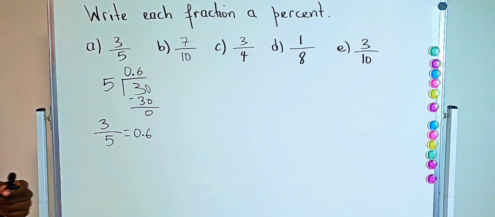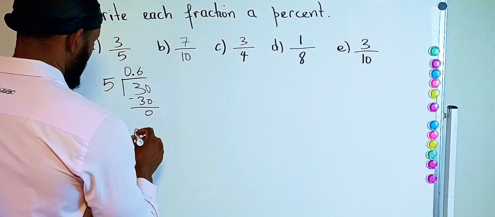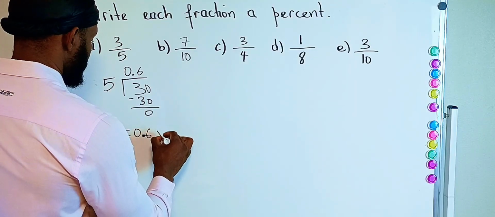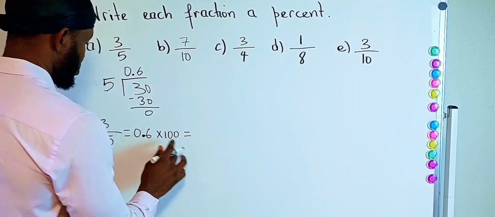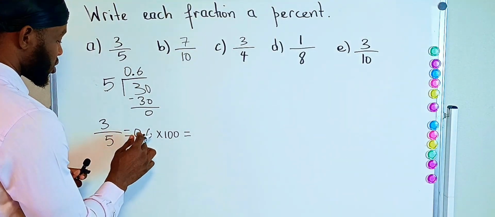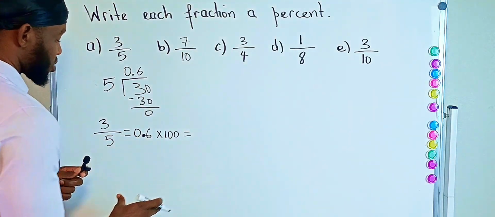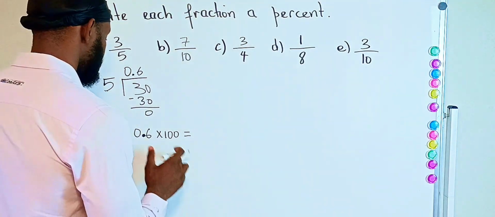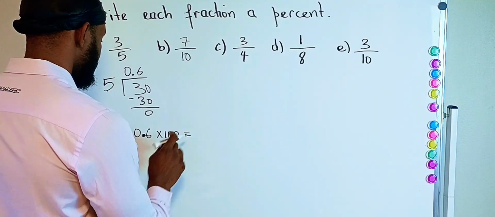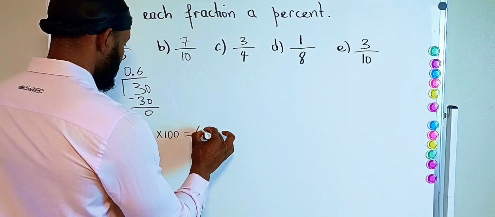So since we know the decimal equivalent, we're not done yet. We got the second step to do, which is to multiply it by 100, or just move the decimal point 2 times to the right. So we just multiply this by 100, which is a power of 10. You're just moving the decimal point as many places as there are 0s in the power of 10. We got 2 zeros over here, so we're gonna move this 2 times. That's gonna give me 60.